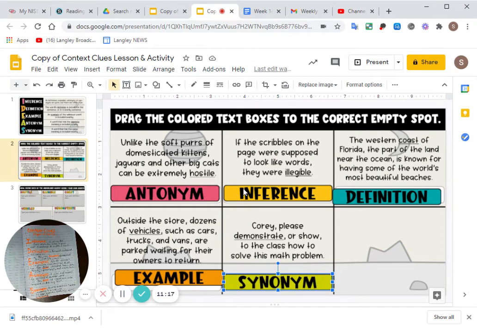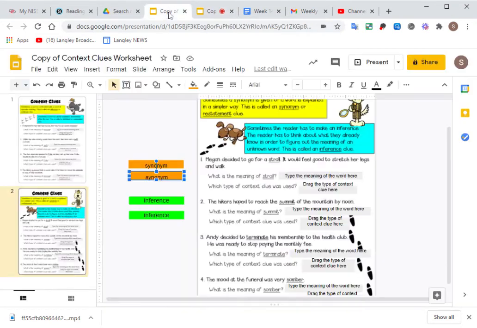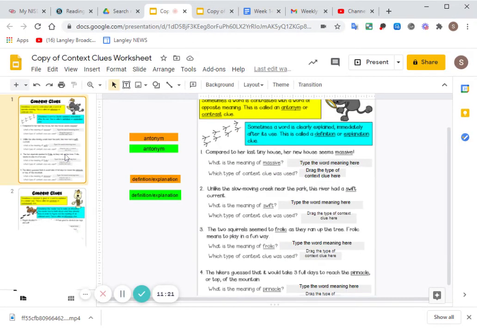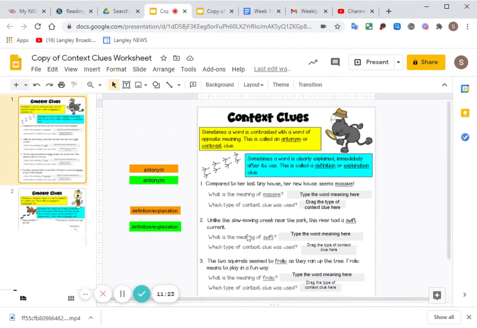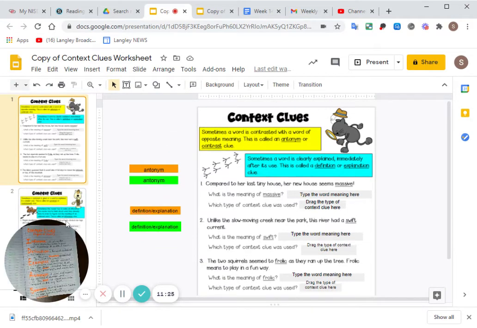Awesome. Okay, so let's go ahead and take a look at your assignment for today. Your assignment for today is these two slides, and it's using your context clues. At the top of this slide, the yellow and the blue box are giving you the definition for the type of clues that we've already talked about, so for antonym and then for definition.